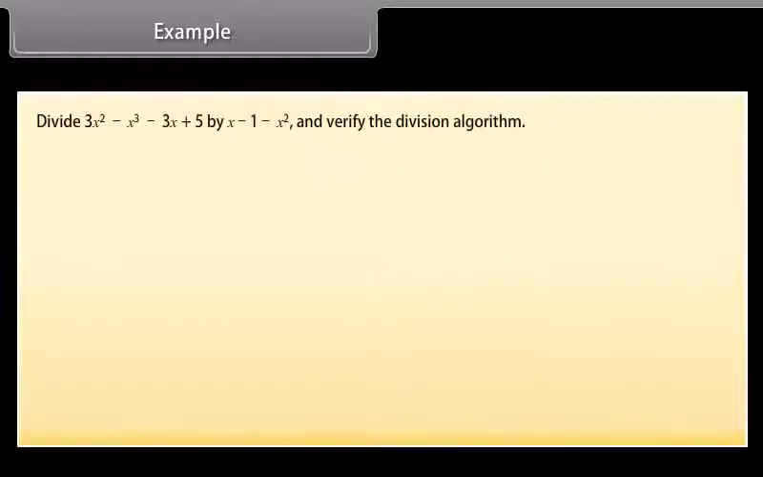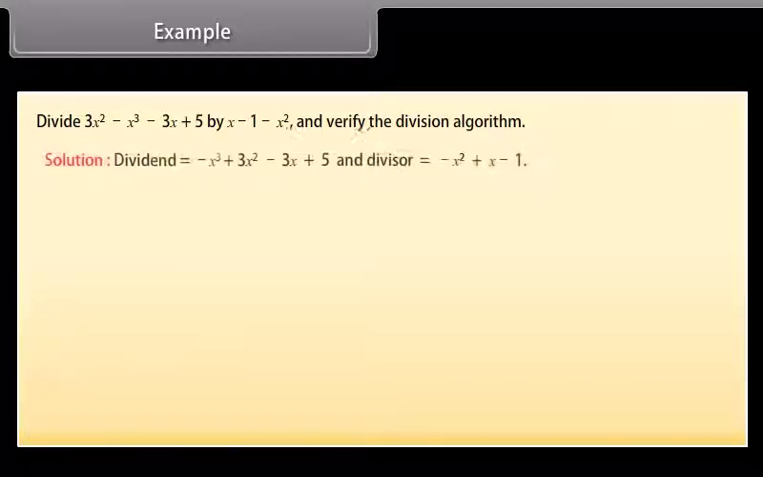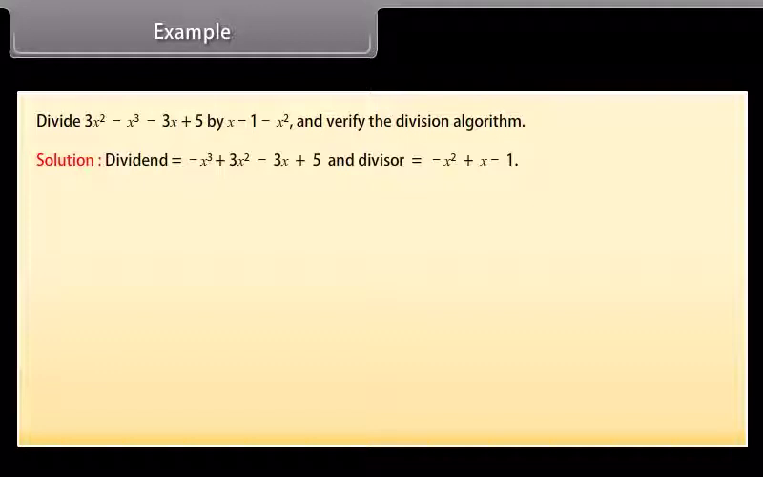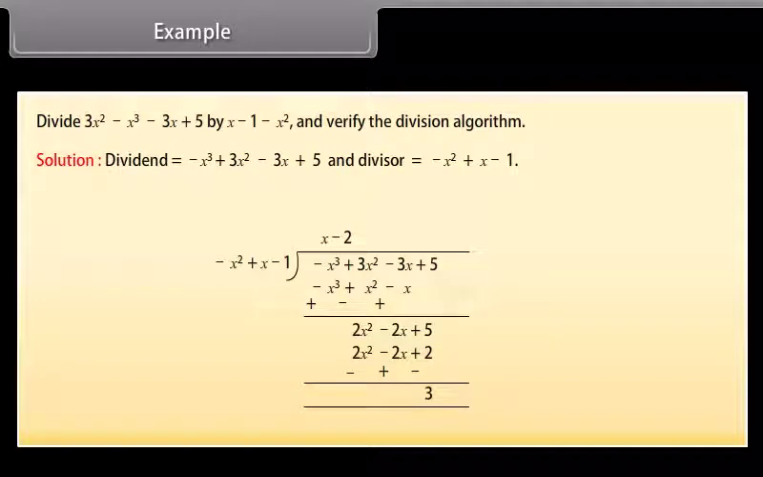Example. Divide 3x square minus x cubed minus 3x plus 5 by x minus 1 minus x square and verify the division algorithm. Solution. Firstly, we will write both the dividend and divisor in decreasing order of their degrees. Dividend is equal to minus x cube plus 3x square minus 3x plus 5, and divisor is equal to minus x square plus x minus 1. By dividing, we get quotient is equal to x minus 2 and remainder is equal to 3.